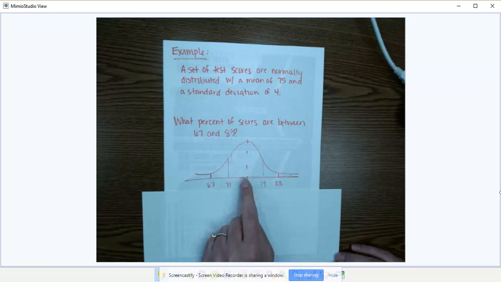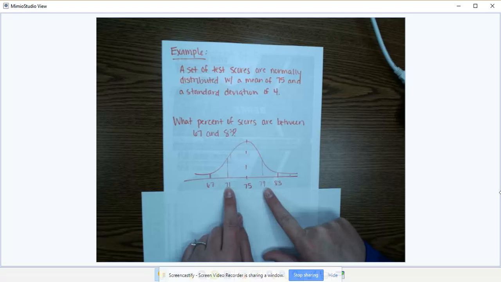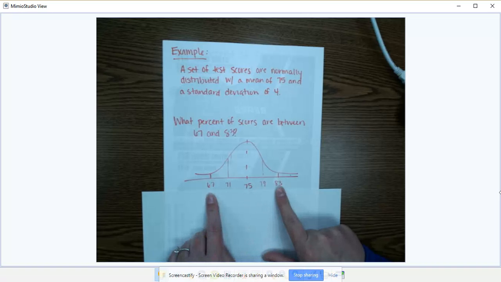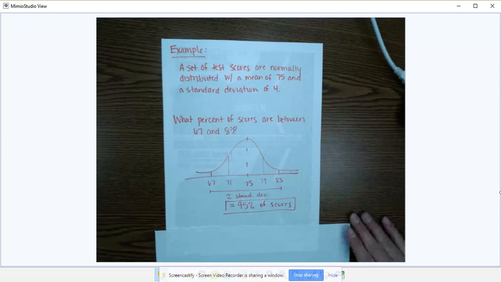I drew a normal bell curve. 75 was our mean, so that goes at the center. A standard deviation of 4 means that if I go 4 units above and 4 units below, I would have 71 and 79. According to our rule, 1 standard deviation above and below was 68% of our data. If I go 2 standard deviations above, so 4 more above 79, we get 83. And 8 units below our mean, or 2 standard deviations, we get 67. So the 67 to 83 range is 2 standard deviations below and 2 standard deviations above. According to our 68, 95, 99.7 rule, that means that 95% of our data values are between 67 and 83.